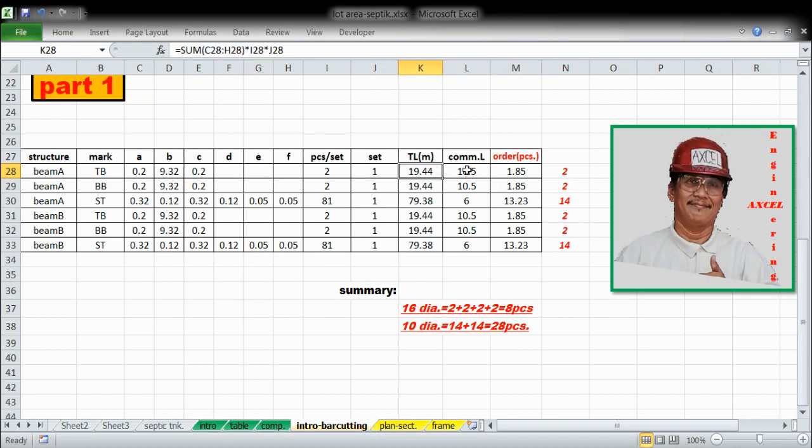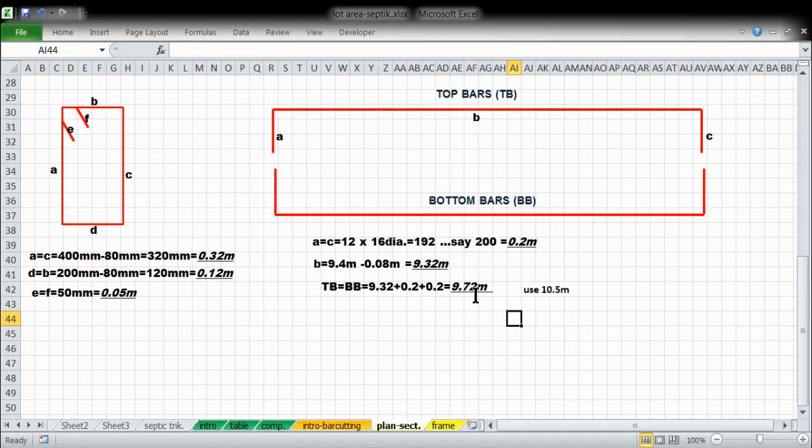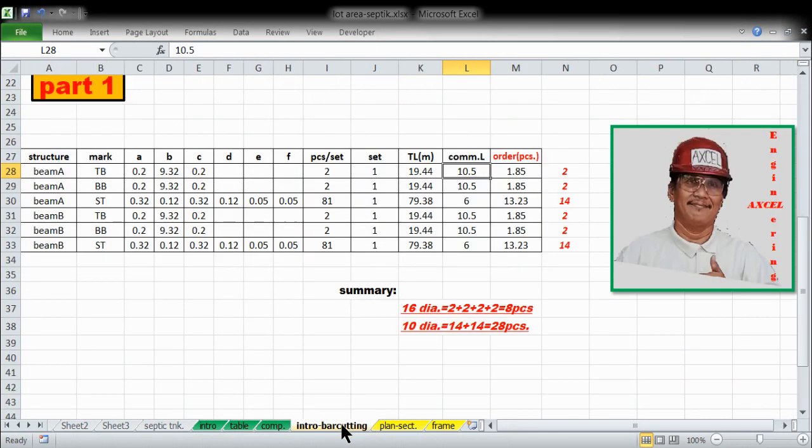Okay? Now, we will use the 10.5 commercial length. Paano natin nakuha to? Dahil dito, ina-analyze natin kanina. The closest available commercial length for 9.72 meter total length of A plus B plus C, the top bar and bottom bar will be 10.5. Okay? Then, ito na ang pinaka-importante.